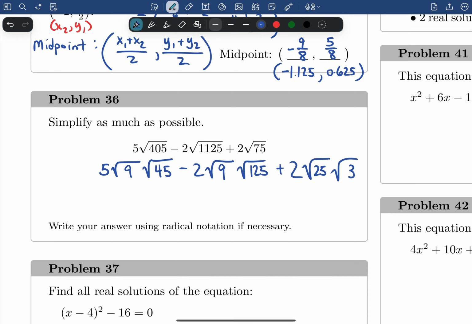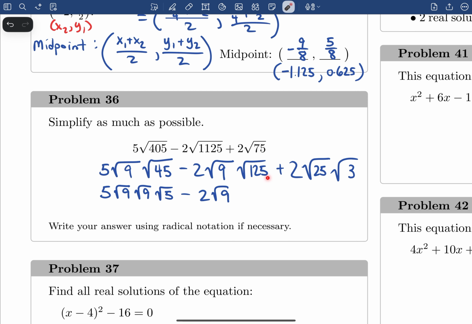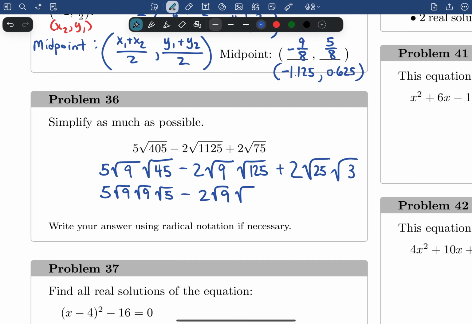So I've now got 5 times the square root of 9 times the square root of 9 times 5, okay, minus 2 times the square root of 9, and then I run into 125. Does that break down further? Could I split that into 2 separate radicals? And I think to myself, well, what if I divide it by 25? Yes, it works. So I'm going to also split 125 into 25 times 5 under 2 separate radicals. And now moving on, this doesn't break down any further. This is it. This is good to go.